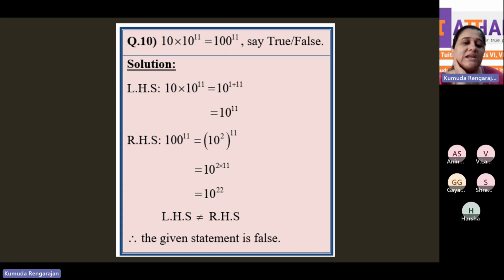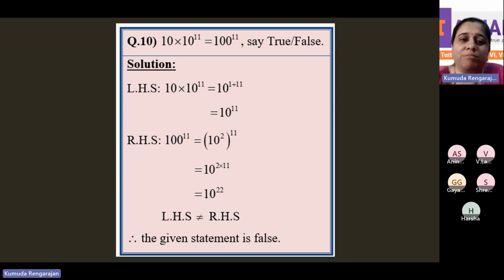So I have written the LHS and RHS both in base 10. The left hand side is 10 to the power 11. The right hand side should also be written as 10 to the power something. Only then you can compare. See, I told you, what is the criteria for comparing here? The base should be the same. See, the criteria is different in different situations. For comparing, you cannot have the same criteria for any situation.